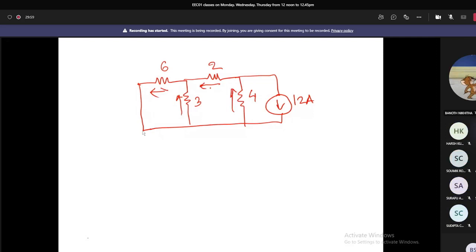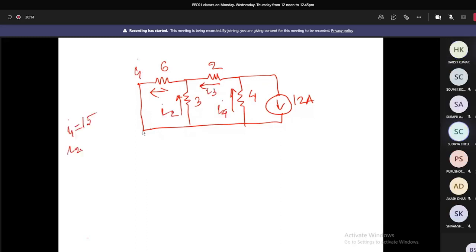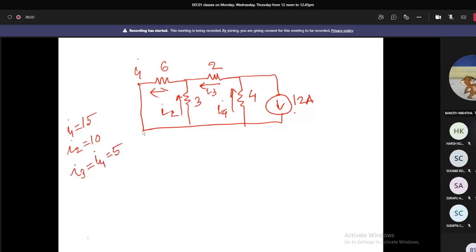So for the next one, again we have to use the current branching rule, right? So what was the solution? I1 was 15 for the first one, and then I2 was 10, and I3 and I4 were 5 ampere when only 120 was taken care of, and these are positive. And now all these things will be negative because the direction will change. Now we are applying the current branching rule.